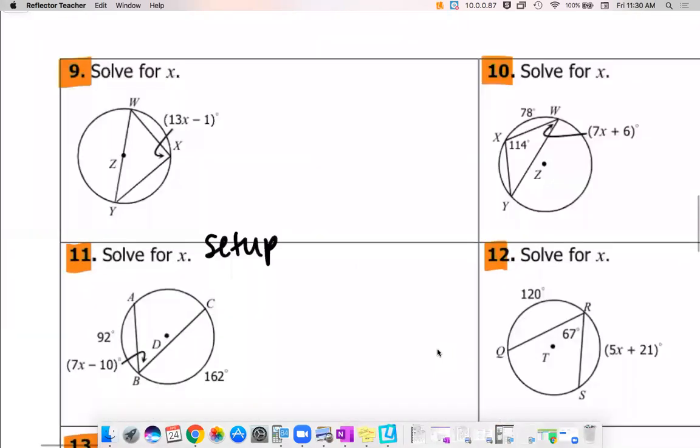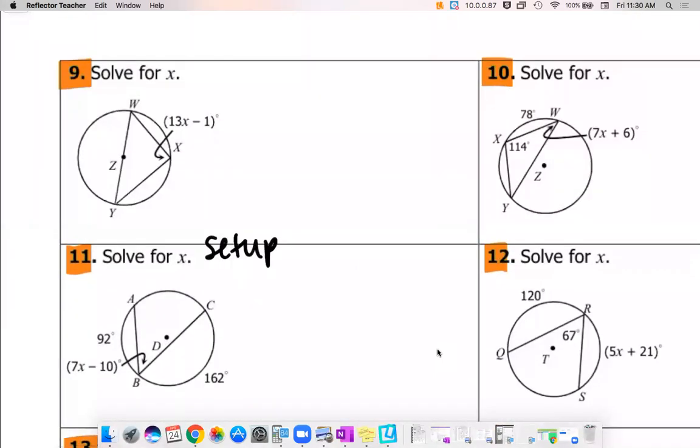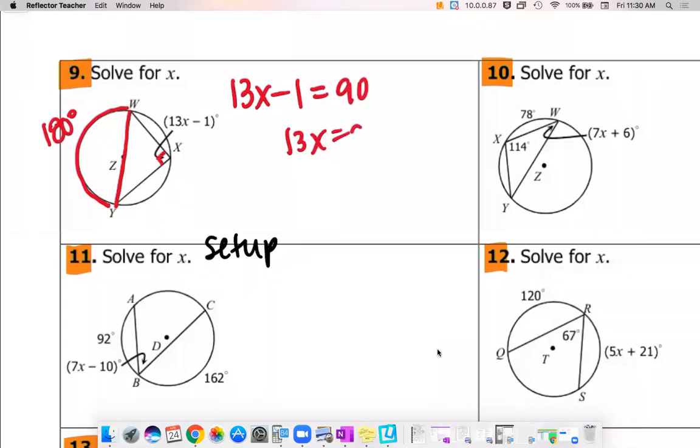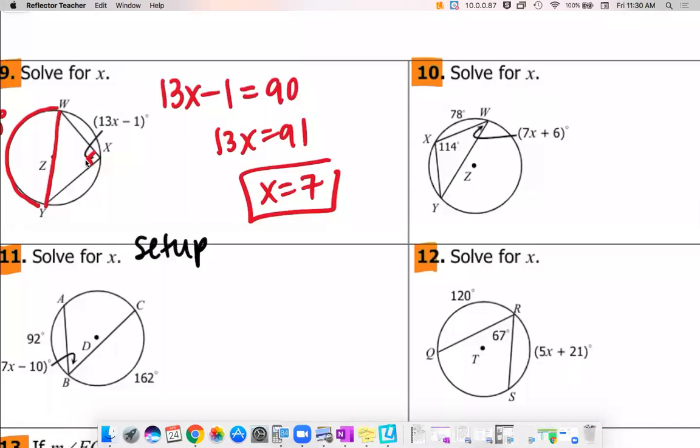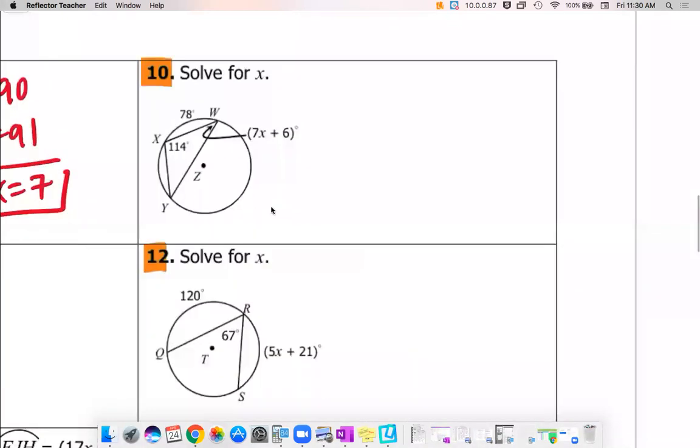Okay, number 9. So let's see here. We know that this is a diameter, so that means this intercepted arc over here is 180 degrees. So that means that this angle is 90. So if I want to solve for x, I'm just going to take 13x minus 1, and set it equal to 90. So 13x equals 91, divide by 13, you'll get x is 7 for this one. So just remember, if it goes through a diameter, the inscribed angle is going to be 90 degrees, or half of that 180.